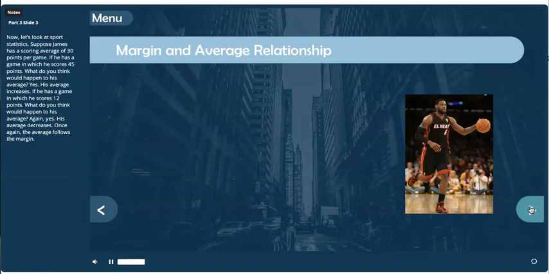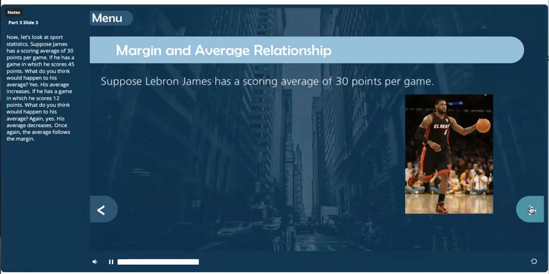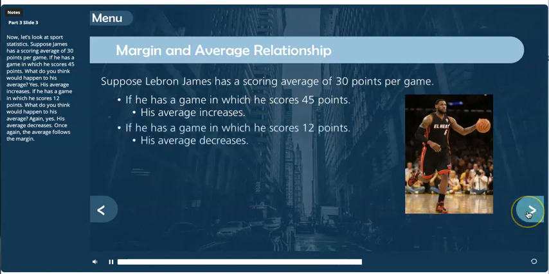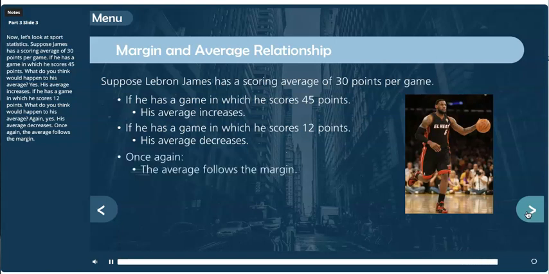Now, let's look at the sports statistics. Suppose James has a scoring average of 30 points per game. If he has a game in which he scores 45 points, what do you think would happen to his average? Yes, his average increases, right? If he has a game in which he scores only 12 points, what do you think would happen to his average? Again, yes, his average decreases. Once again, the average follows the margin.